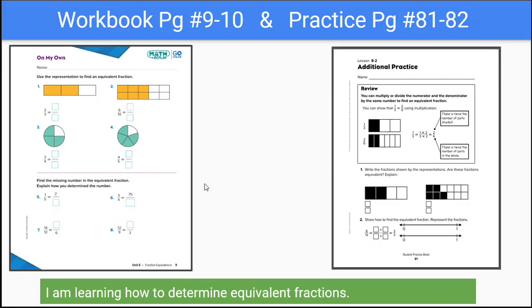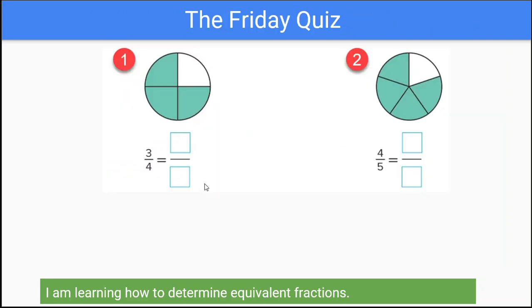All right, in class today, we're looking at workbook pages 9 and 10 and practice pages 81 and 82. All right, here's what you get on the Friday quiz. It's just like what we were just doing. We just did this one, 3/4, but I'll help you out with this one right here.